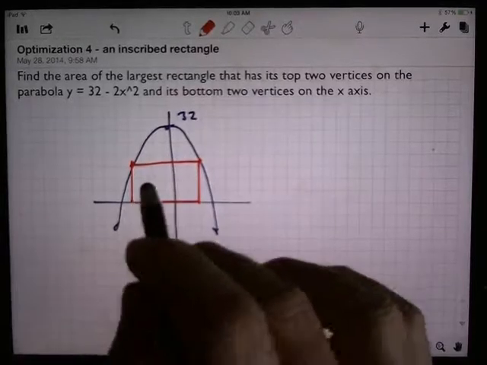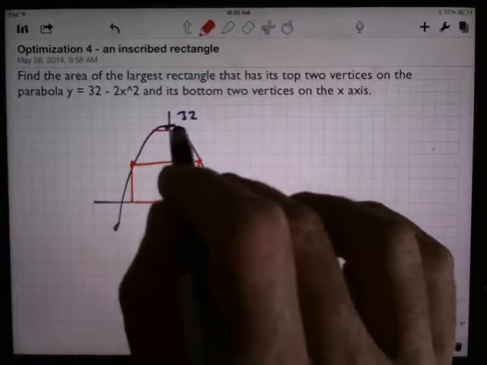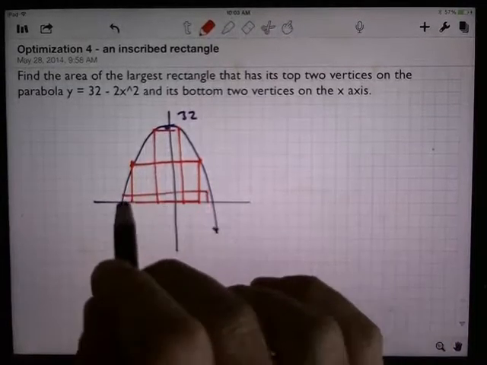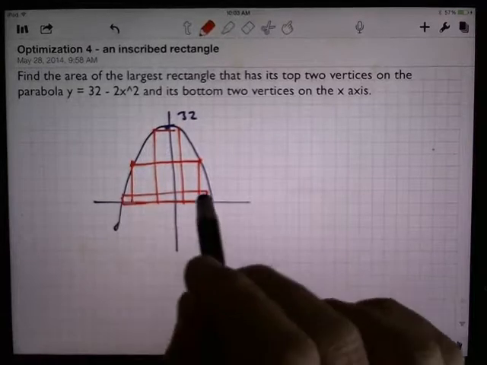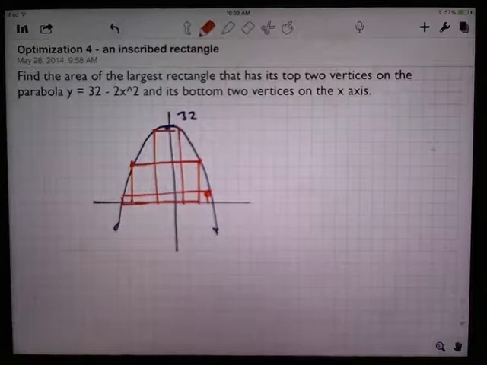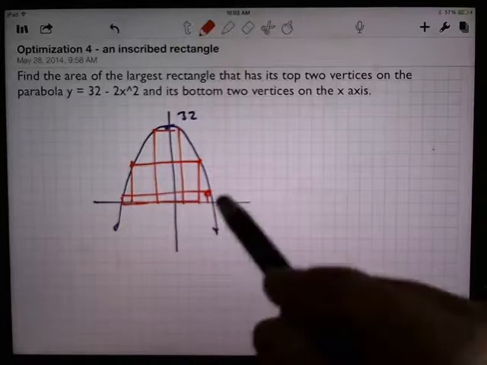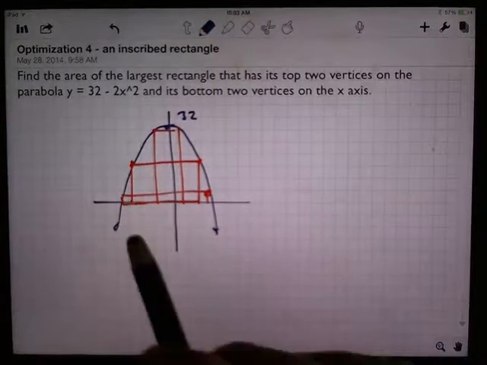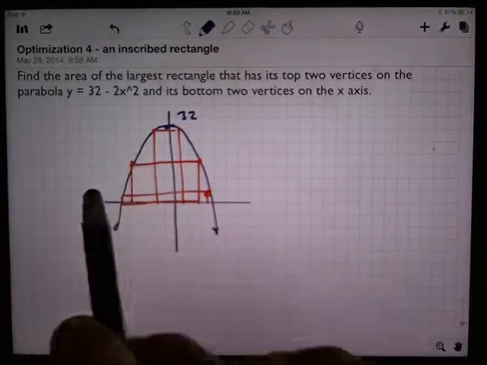Now there's different ways I could have drawn that rectangle, right? Because it could be like this, it could be like this. But in any of the cases, the corners here are on the parabola. Right? Now, what makes this different from the other ones, in my view, is that in the three that we've done so far, you pick your variables. You decide what the variables are. But here, we're given an equation of a curve.